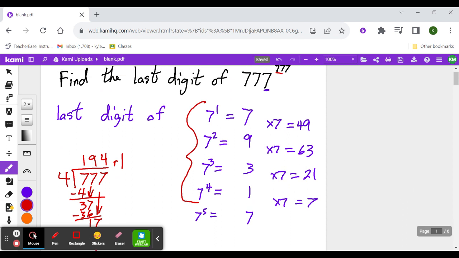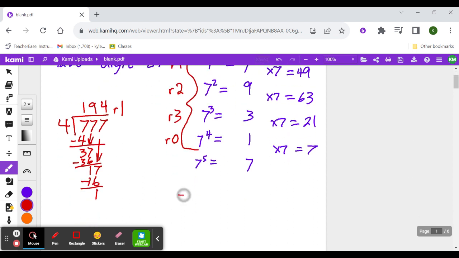194, remainder 1. That means that the last digit of this giant power is going to be a 7. Here, remainder 1. If we had a remainder 2, it would have been 9. If we had a remainder of 3, it would have been 3. And now we would never get a remainder of 4 because we're dividing by 4. So instead, if there was a remainder of 0, then it would have been the last option, 1. For us, we got a remainder 1, so the last digit of this giant power is 7.